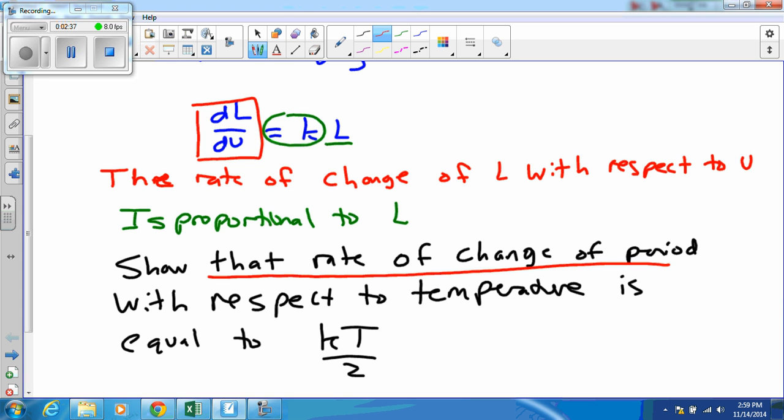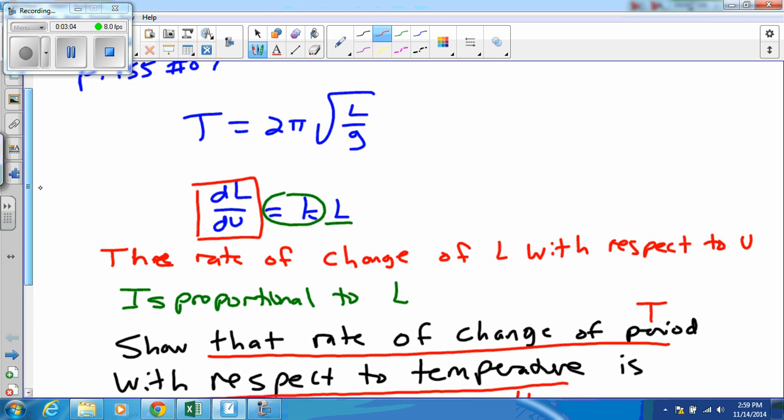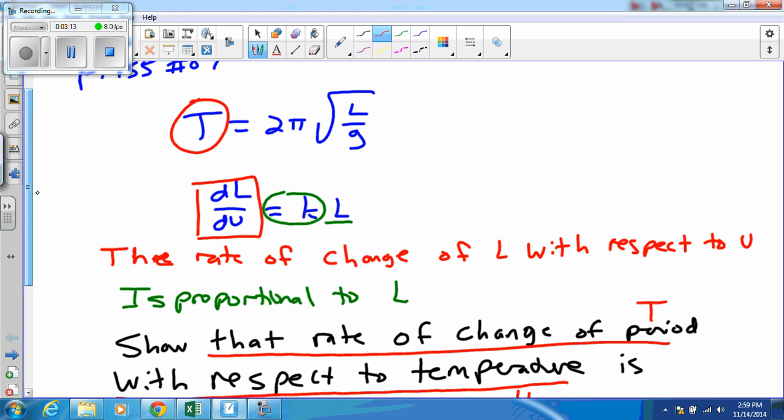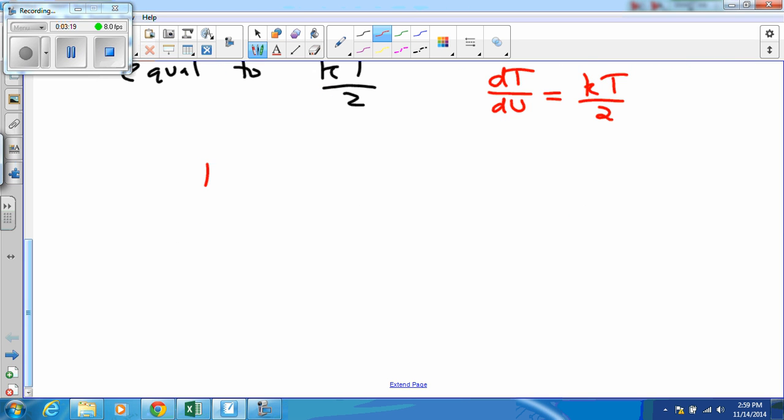Well, to begin with, we need to take this English and translate it into math. We're looking at a rate of change, that is a derivative of the period, which is T, with respect to temperature, which they use U for. In other words, we're supposed to show that dT/dU is equal to kT over 2. Well, where to begin? Since we are looking to show that dT/dU is equal to kT over 2, we should probably start by finding the derivative of T with respect to U.